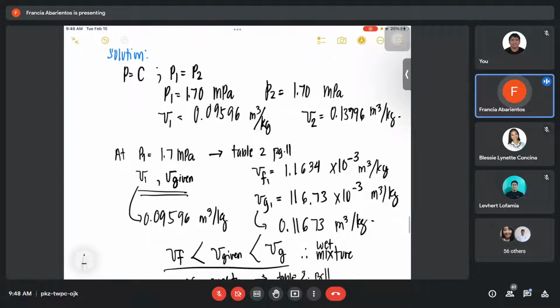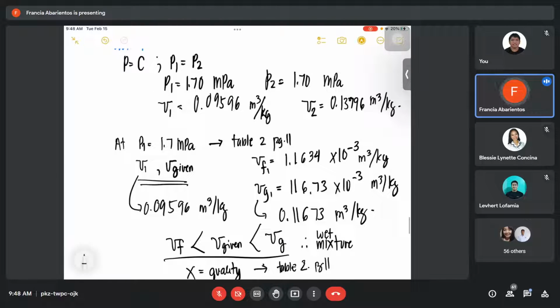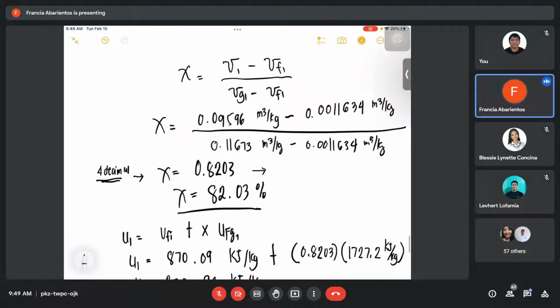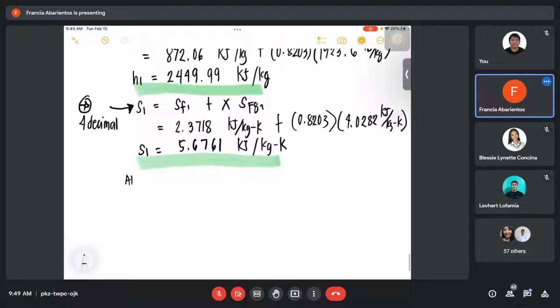Okay. So, given sa atin, sa point 2 is this one, may specific volume na. At point 2, yung pressure natin constant, ilan? 1.7 megapascal. But sabi sa problem, until that specific volume becomes, at point 2, 0.13796 cubic meter per kilogram.